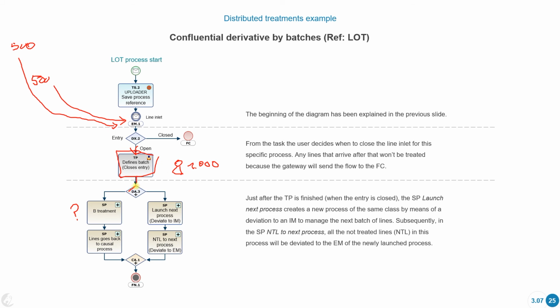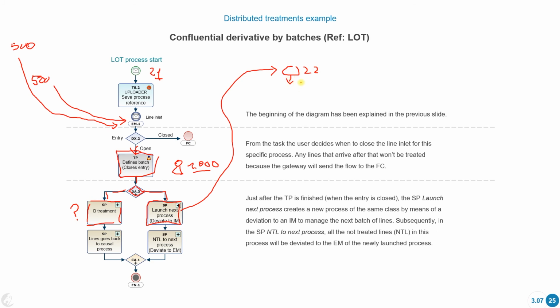So the flow is going to go here to this gateway, to this subprocess, and here we're going to start giving a specific treatment to these 1,000 lines. And at the same time, the flow is going to enter this subprocess here. This subprocess is going to launch a new process of the same class of process. So let's say here it says launch process start, and this is process number 21. This subprocess is going to deviate and create a new start message event exactly the same as this one, but it's going to be number 22, for example.